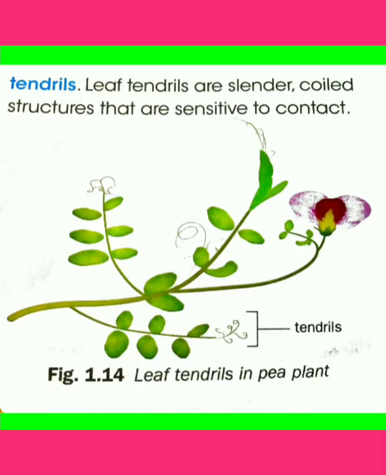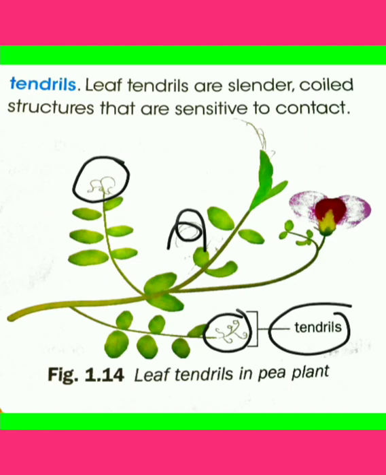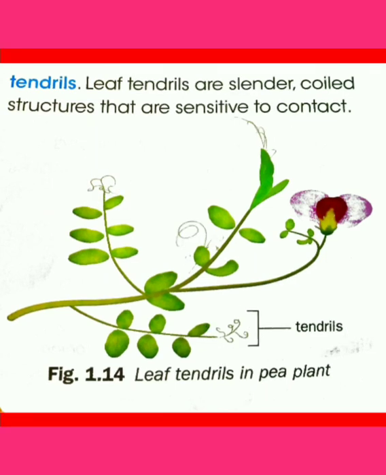Some leaves are modified into tendrils. In this picture you can see these thin thread-like structures called tendrils. They are slender, meaning very thin, coiled structures that are sensitive to contact. These are mainly seen in climbers, for example, pea plant or grapes. Now, what is their function? They provide support to the plant and help the plant to climb.